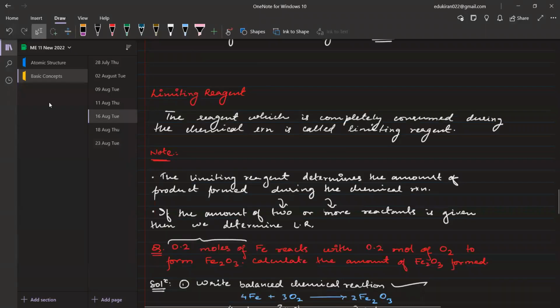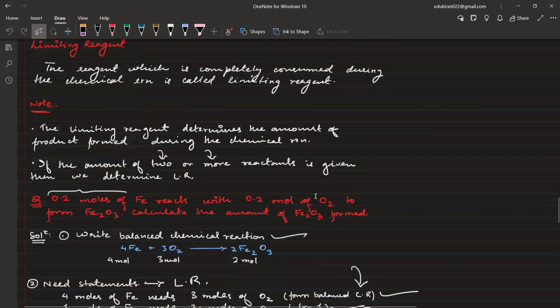Read the note. Read the second point of the note. If the amount of two or more reactants is given, then we determine... Okay, so the first thing that we have to do is to determine the limiting reagent.